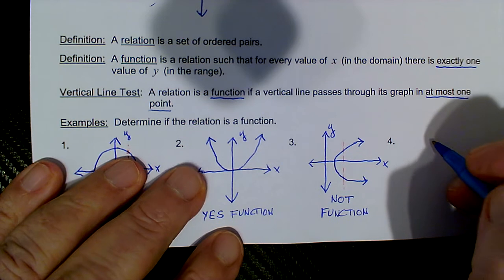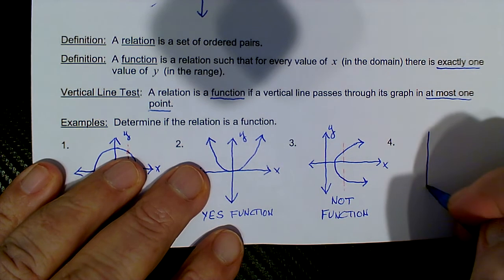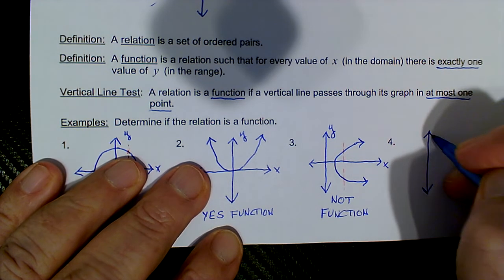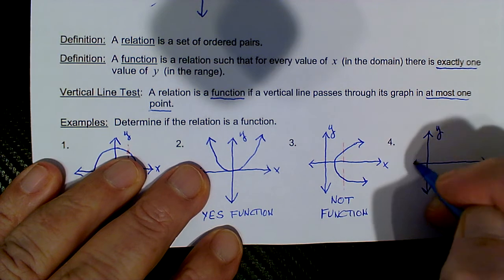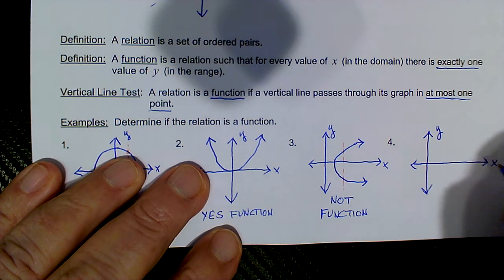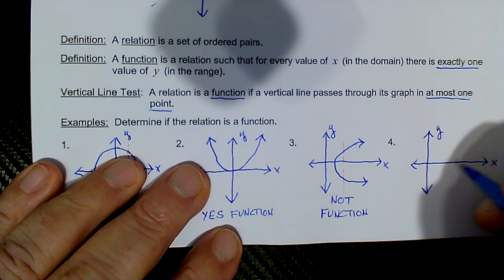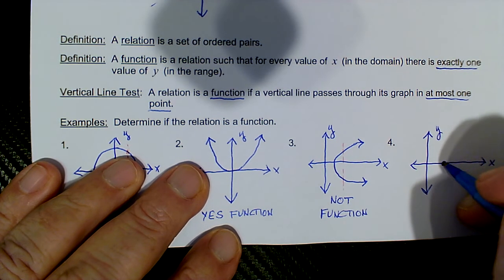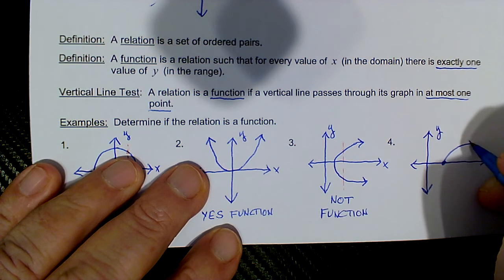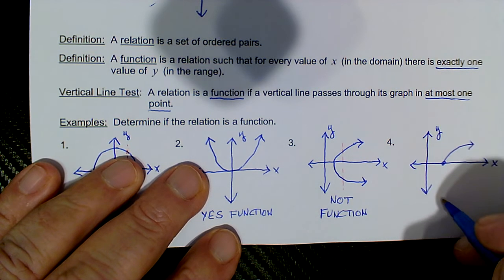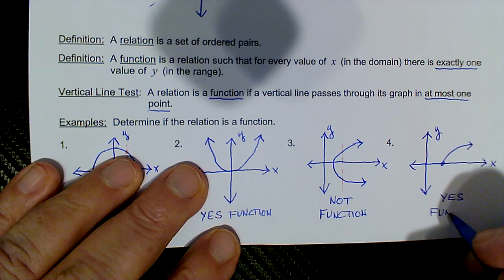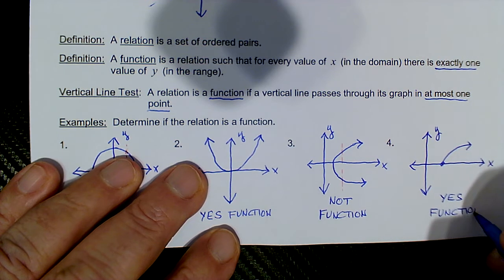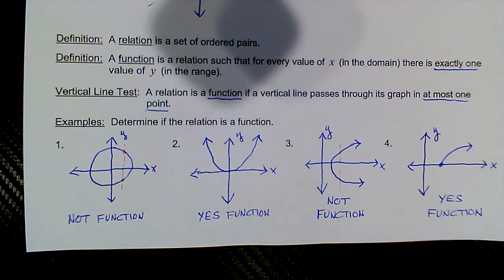And let's just consider one more. How about that same parabola, but instead of the entire thing, let's just take the top half of it. And so, yes, we have a function, because a vertical line hits it in at most 1 point.